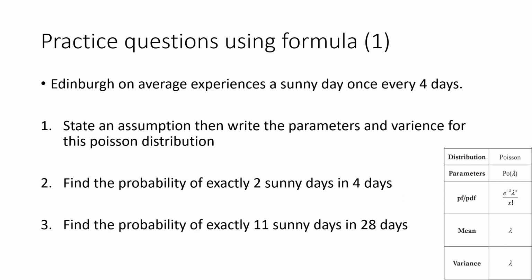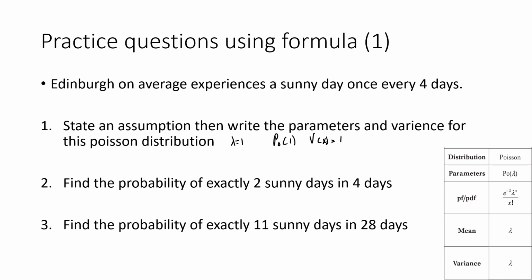Now let's try the following questions. Edinburgh on average experiences a sunny day once every 4 days. State an assumption, then write the parameters and variance for the Poisson distribution. An assumption here could be that the sunny days are independent from the season. So you will get the same number of sunny days in June as you would in December. Lambda for this question would be 1. So you would write Poisson is 1 and V of x is 1.